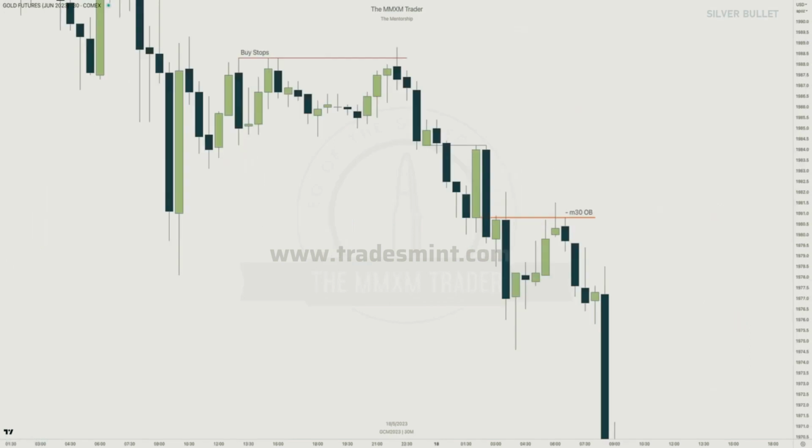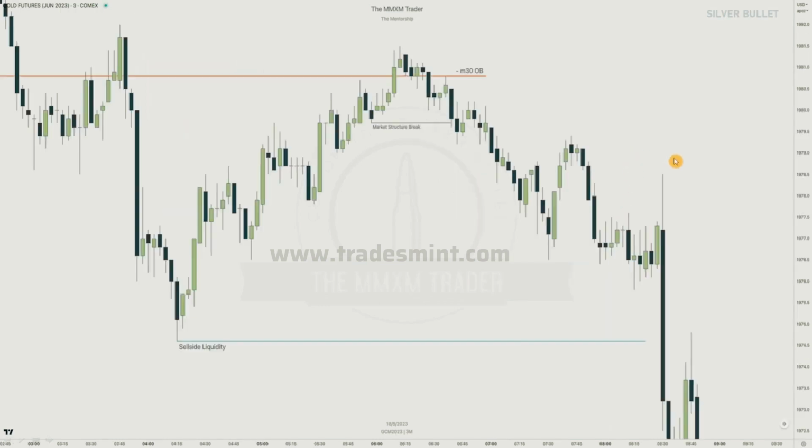So we got gold futures chart over here. Again, external into internal, right? Keep that in mind, order pairing. We've got these buy stops being liquidated up here. Bearish order blocks being respected. Another one over here. Now let's look at market structure.